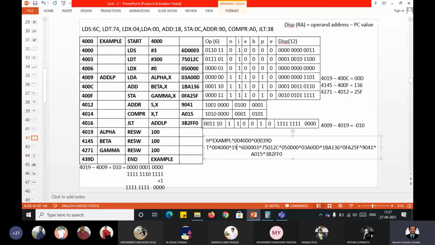And finally you have the end record, which is E followed by the address of EXAMPLE, which is nothing but the starting address, 4000. So that's the object program for the given sample program. Guys, did you understand? Any doubt?